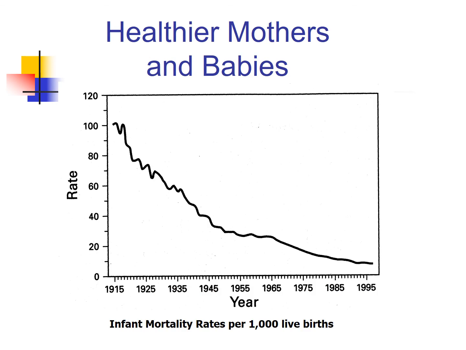Healthier babies and mothers. This slide illustrates the steep decline in the infant mortality rate in the U.S. from 1915 to 1995. While overall mortality is usually expressed as deaths per 100,000, as I mentioned earlier, infant mortality is expressed as deaths in the first year of life per 1,000 live births. This is because the population of births each year is a small proportion of the overall population.